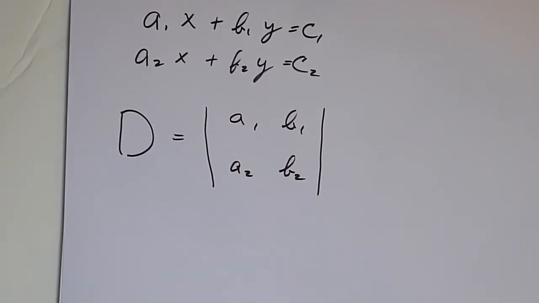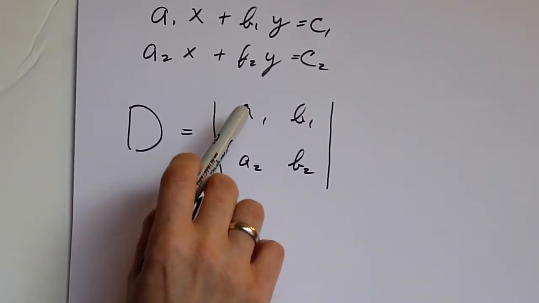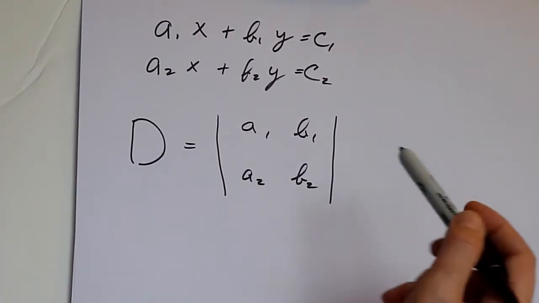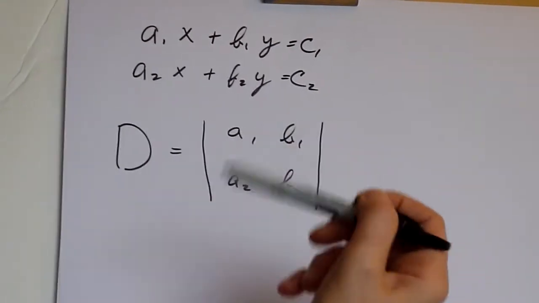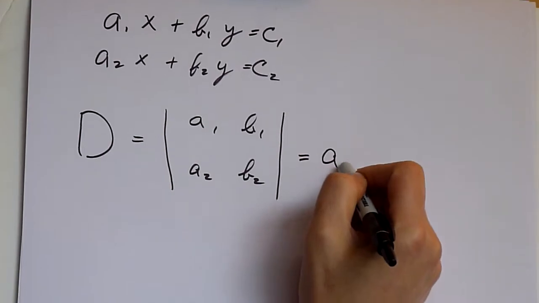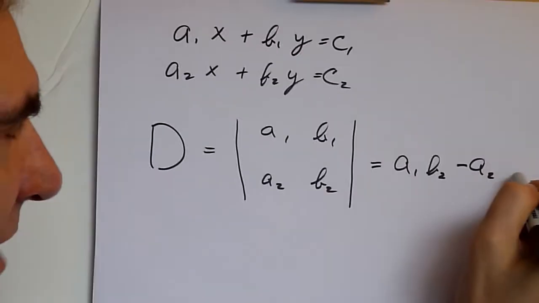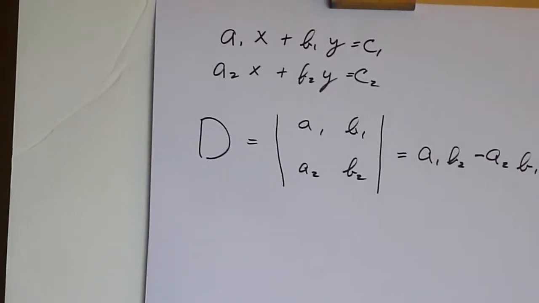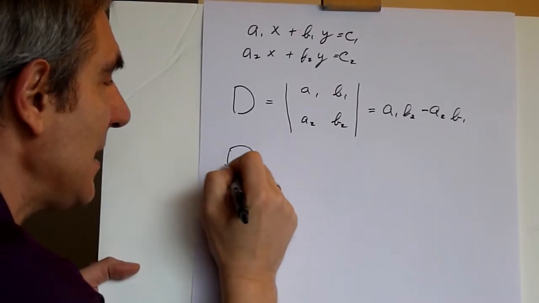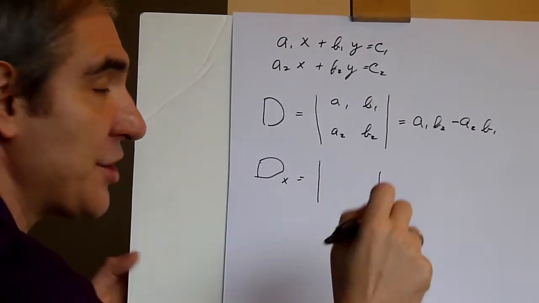Now, in finding a determinant of a 2 by 2 matrix, you take the diagonal that involves A1 and B2, take that product, and subtract the product of A2 times B1. Writing this out, it would look like this: A1 times B2 minus A2 times B1.